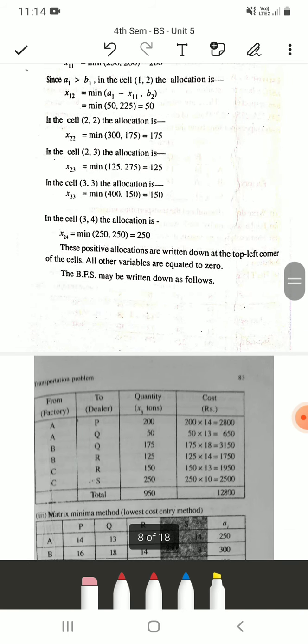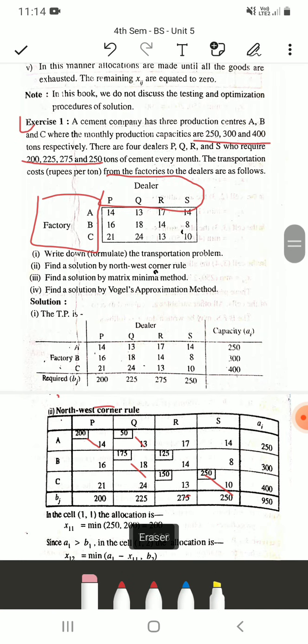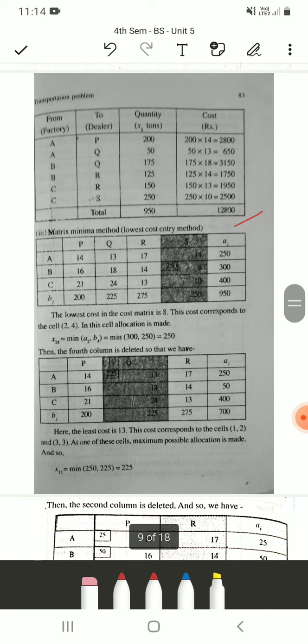So if you solve till here, then you have completed the first sub-question asked, that is, to find the solution by the northwest corner rule method. Next we will solve by the matrix minima method, or lowest cost entry method. In this step, write the table as it is from the formulated transportation problem. The first step is to find whichever value is least in the cost matrix.